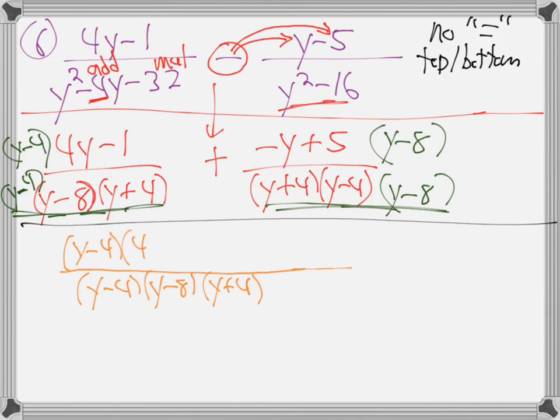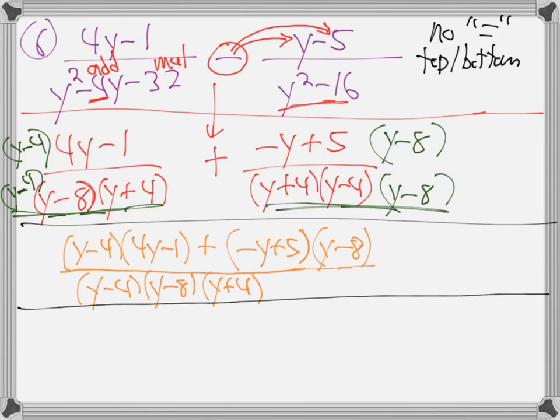Y minus 4 times 4y minus 1 plus minus y plus 5 times y minus 8. We got to multiply all that mess out. Yuck. It's a big mess. We got to FOIL. So we're done with the bottom, aren't we? As soon as we've got common denominator in the bottom, we're done with the bottom. No messing with the bottom. But on the top, we need to do it. So let's multiply out the top. So I'm going to do that.